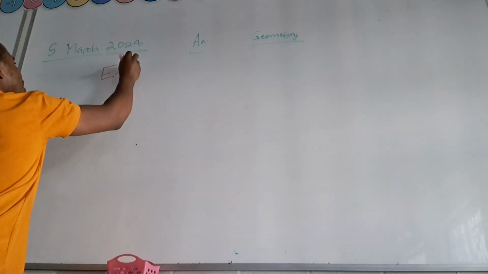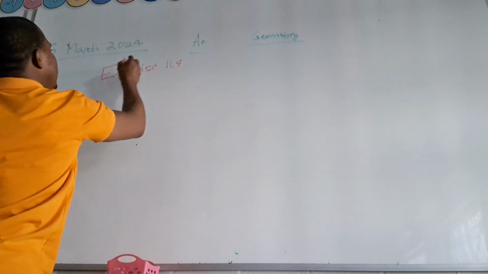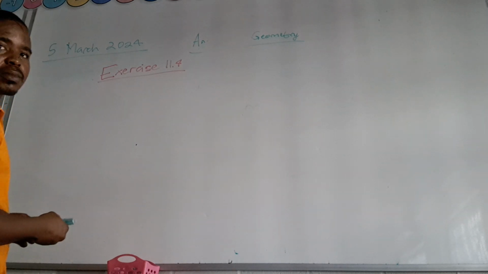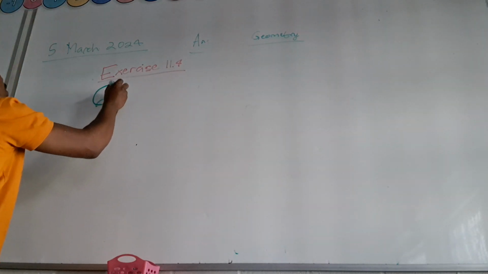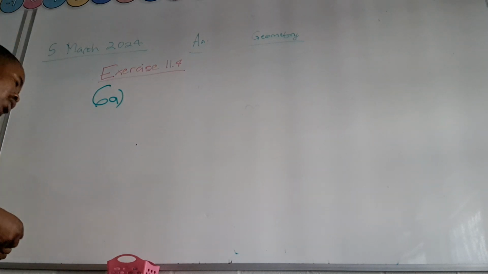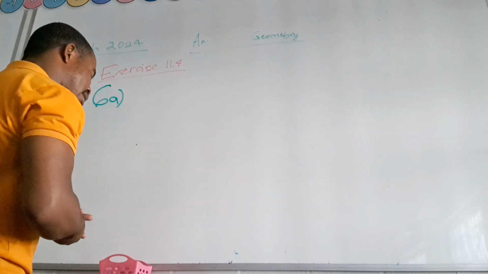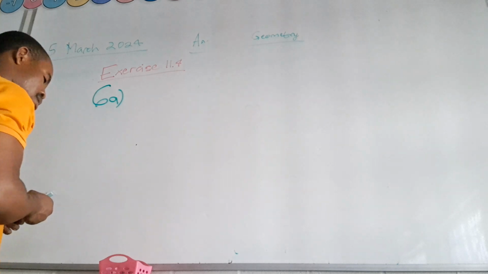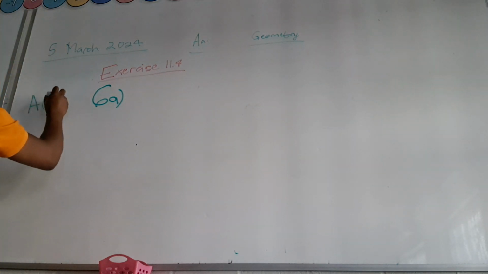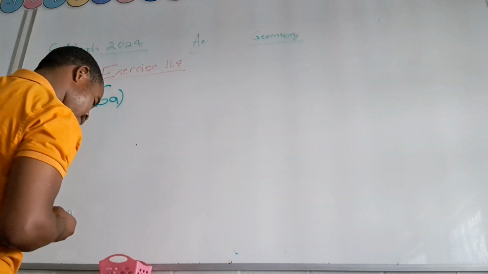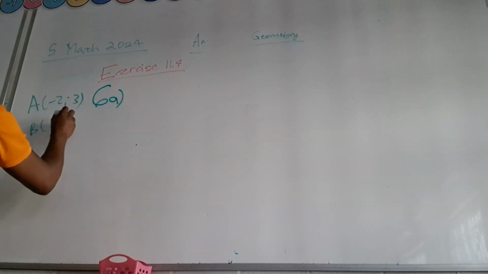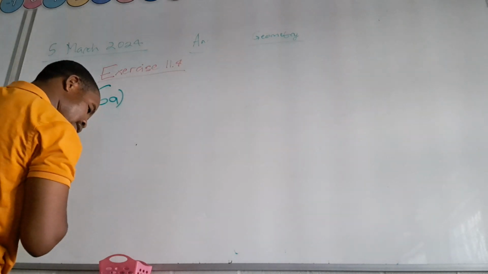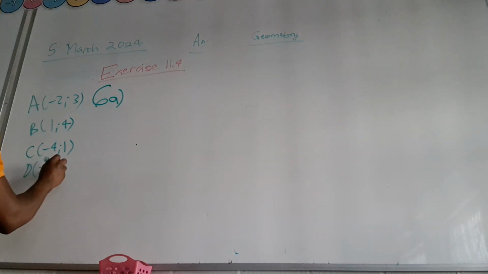Okay, let's go for question 6 now. Oh, it's visible online. Okay, great. So 6a. Calculate the value of x in each case if A, B, C, and D are the points. So point A is -2 and 3. Point B is 1 and 4. Point C is -4 and 1. Then point D is x and 4.